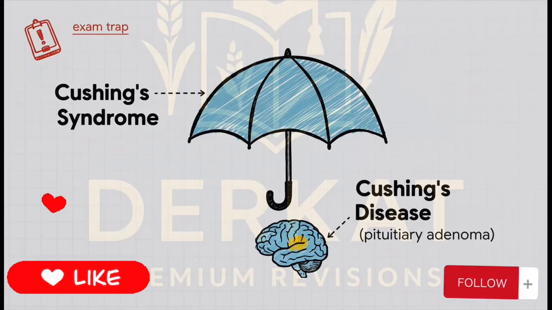Now listen up, because this is a classic exam trap. It is so important to remember that Cushing syndrome is not the same as Cushing's disease. Think of it like this. The syndrome is the big overarching problem: too much cortisol. The disease is just one very specific cause of that problem: a pituitary tumor that's pumping out too much ACTH. Getting that difference straight is a guaranteed point.